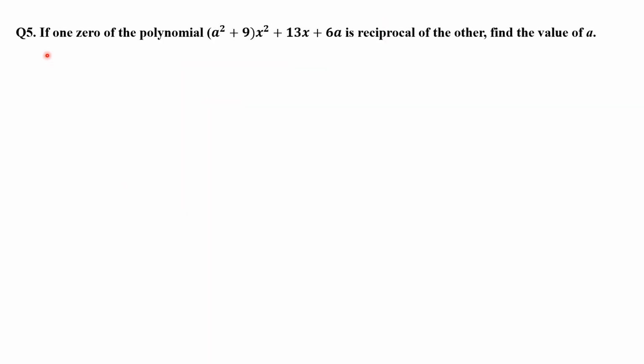Since it is given in question number 5, if one zero of the polynomial is the reciprocal of the other, find the value of a. So first of all, compare this with the general polynomial, which is in the form of ax square plus bx plus c; this is your a, this is b, and this is your c, right? And it is given, one zero is the reciprocal of the other. So let the first zero be alpha. Then the other zero will be the reciprocal of alpha, which is 1 by alpha, right?